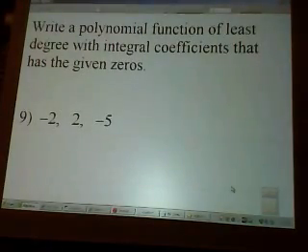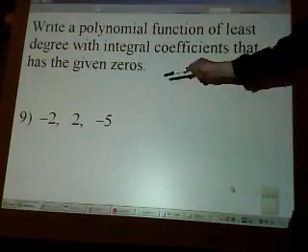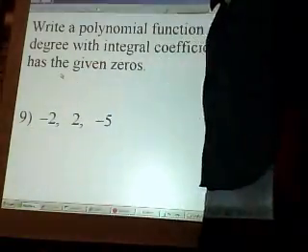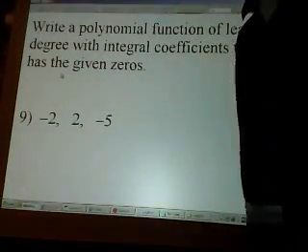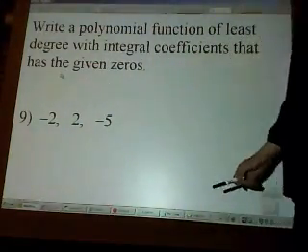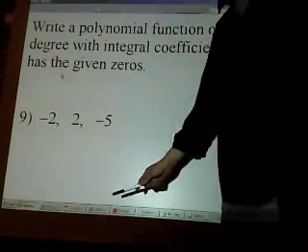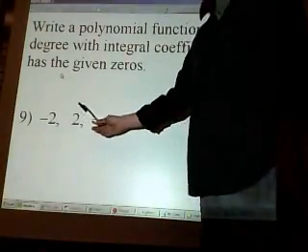Okay, welcome back everybody. We are going to learn about how to write a polynomial function with given zeros, okay? And these are given zeros. So we want to write a polynomial function that will have the zeros of -2 and 2 and -5.